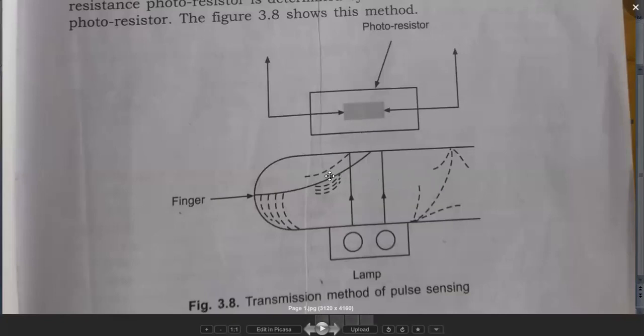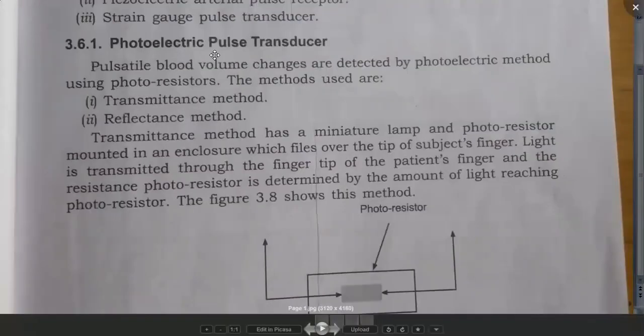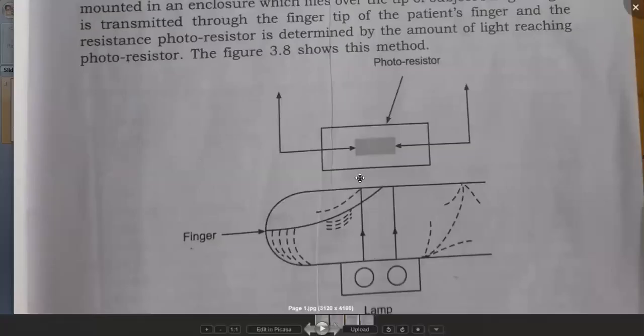When the blood pressure increases, light intensity decreases, and due to that, the resistance of the photoresistor will increase. So this is the basic principle and construction of the transmittance method of the photoelectric pulse transducer. Here we will connect this photoresistor in a voltage divider formation.